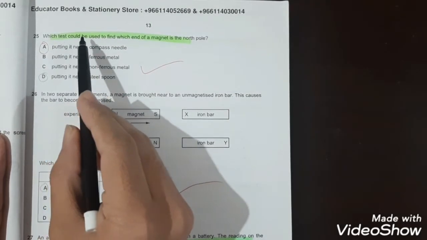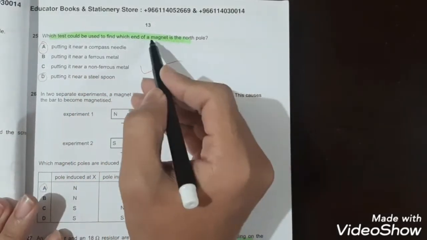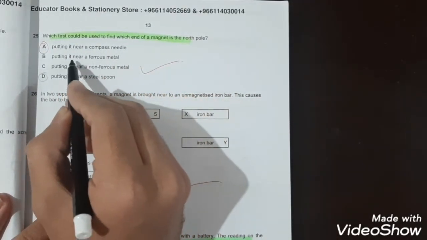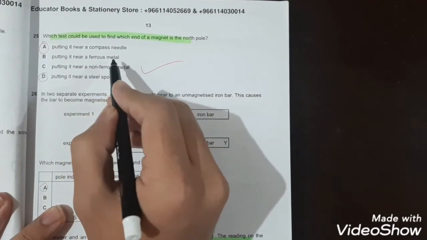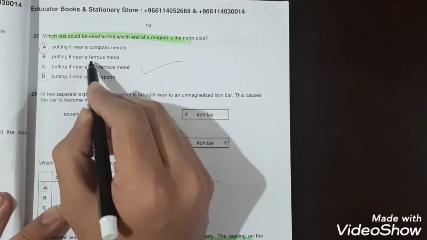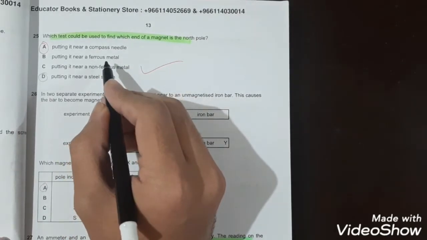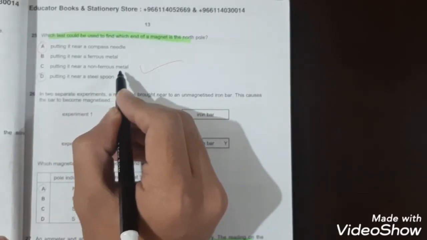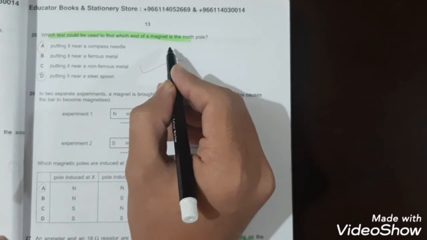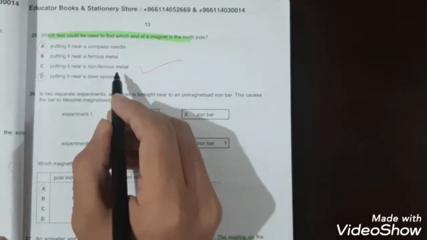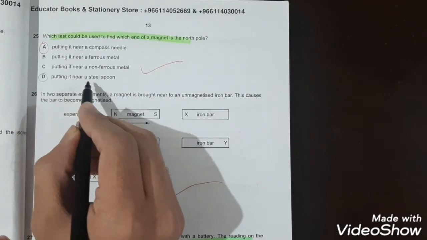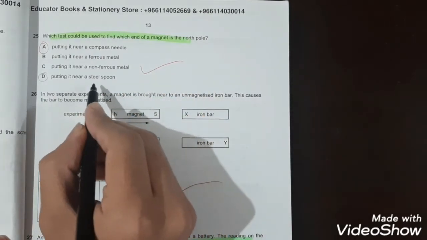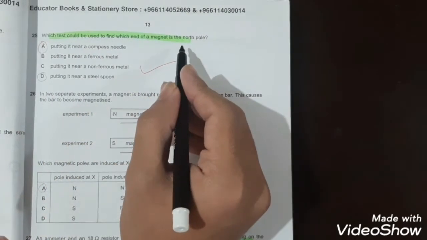So question 25 states which test could be used to find which end of the magnet is the north pole. So putting the magnet near a ferrous metal will not tell us whether it's a north pole or south pole, because ferrous metal is not a magnetic metal. Then part C states putting it near a non-ferrous metal, this will also not tell us if the magnet is the north pole or south pole. And then in D, putting it near a steel spoon, as steel spoon is non-magnetic, so it will not attract to the north pole or south pole.